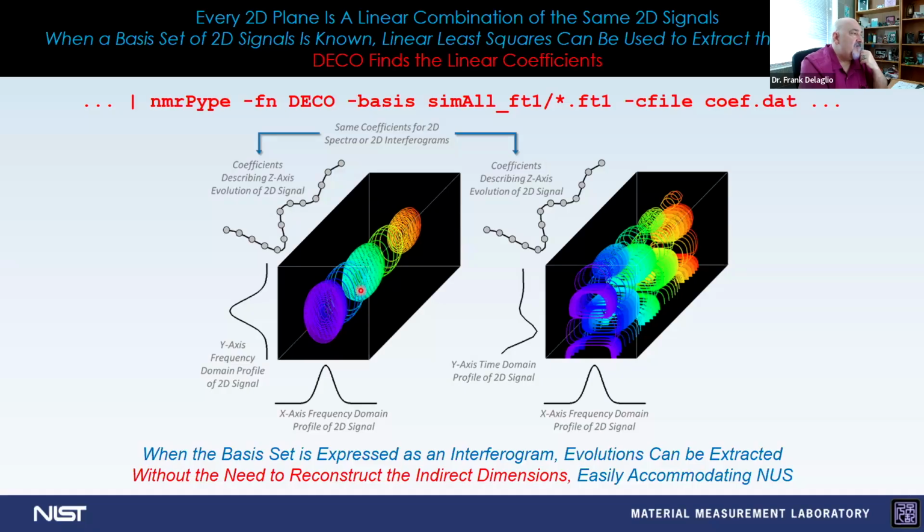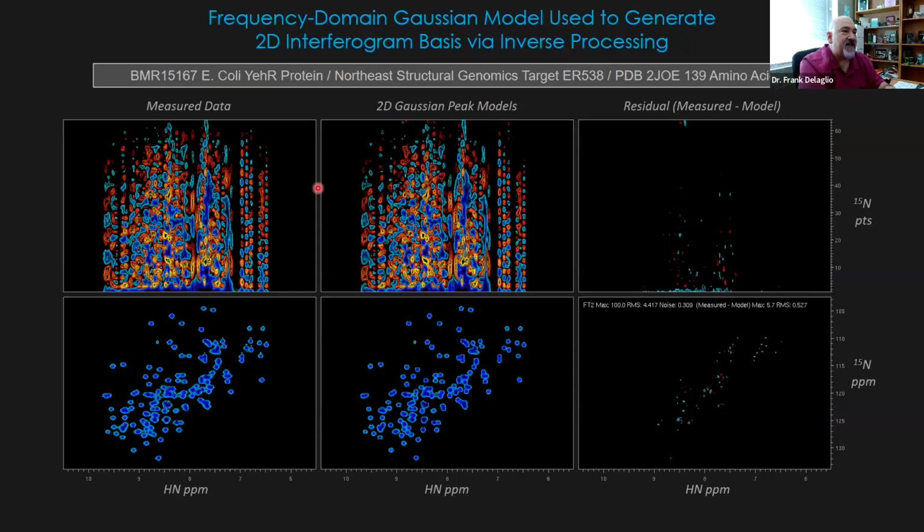And because the information content is the same in a spectrum or an interferogram, when we extract these evolutions, they are the same values if we extract them from an interferogram as they are if we extract them from Fourier transformed planes. And so what that means is that we can extract data from a spectrum regardless of whether the indirect dimensions have been Fourier transformed. And this holds true for both conventional and non-uniformly sampled data.